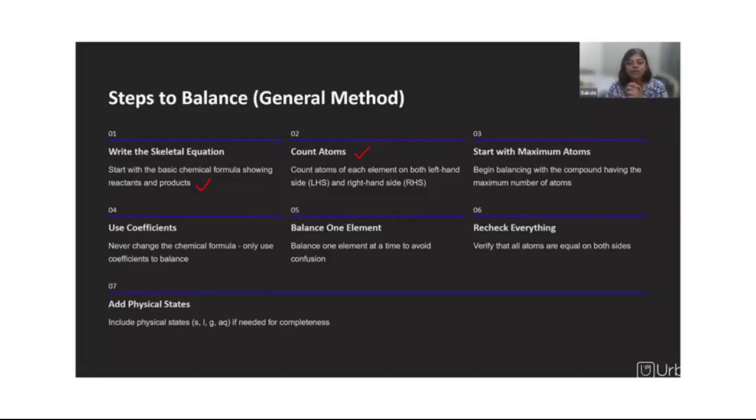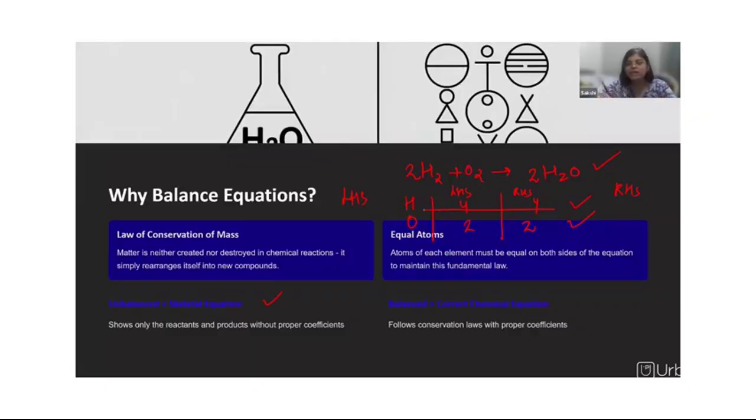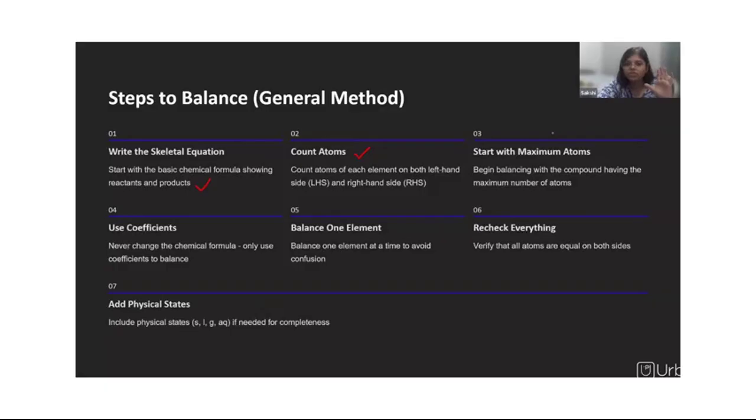Next is always use coefficients. What is a coefficient? In the last slide, I gave you the example, 2H2. So I wrote 2 here. I added 2 here, right? I did not mess with the formula of H2O. I did not make it H2O2. No, I cannot make it H2O2, right? I can only add a coefficient in the front. I cannot change the formula. Right, students? So you always use coefficients. We cannot change the chemical formula.